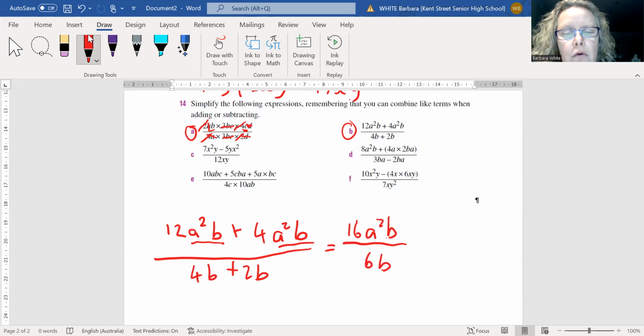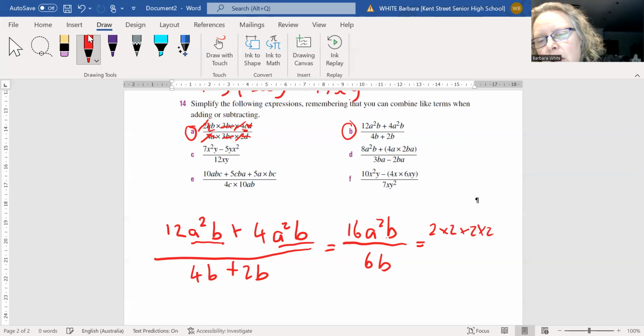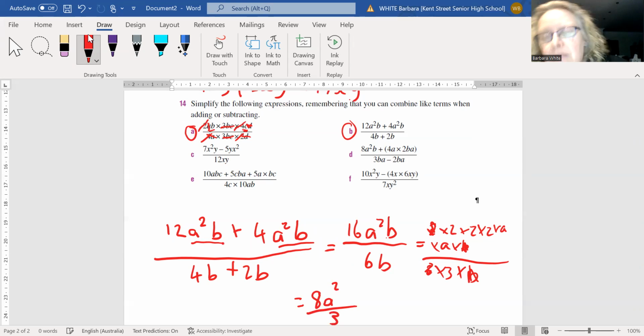And now we can do the whole cross out the things that are in both. So I'm going to write it out in prime factor form again. 16 is 2 times 2 times 2 times 2 times A times A. I didn't leave myself enough room. Times B. That's on the top. On the bottom, you've got 6, which is 2 times 3 times B. So we can cross off 2 and a B. And we end up with 2 times 2 times 2, that's 8. I'll put it down here, 8. And there's an A times an A, so that's A squared over 3. And you leave it like that.